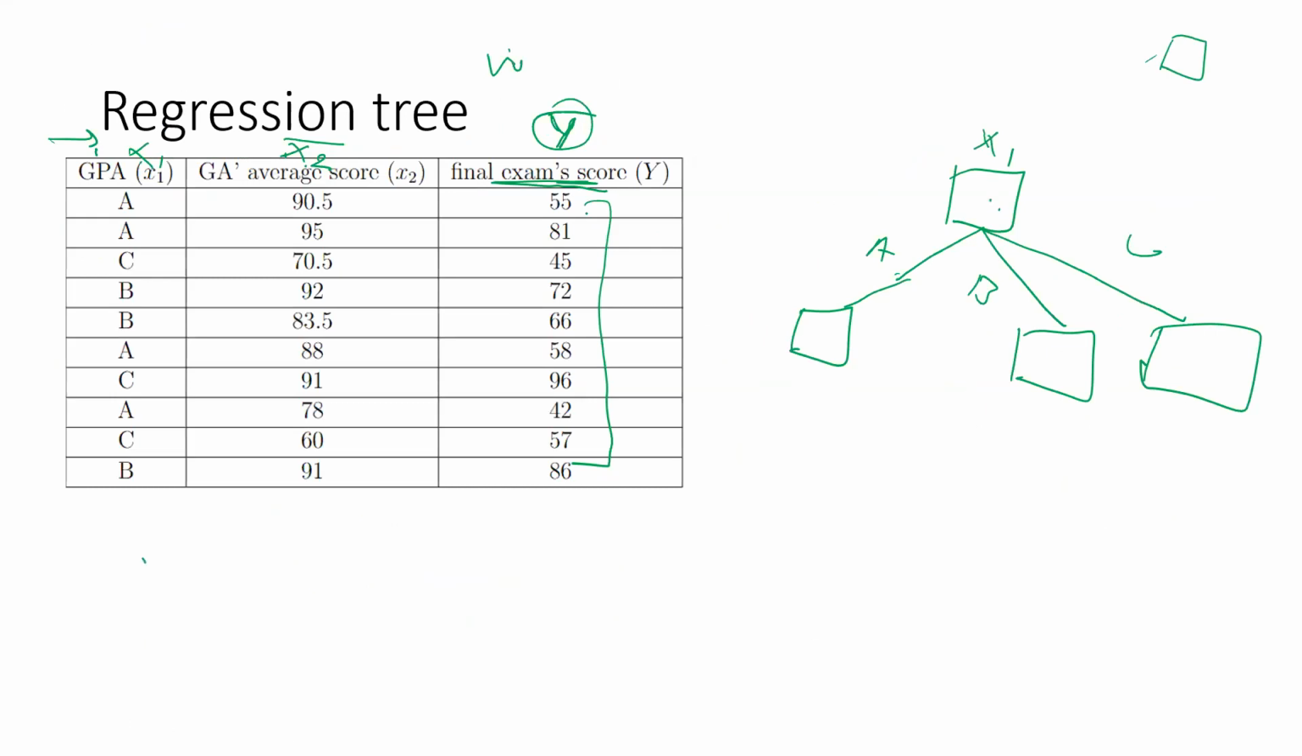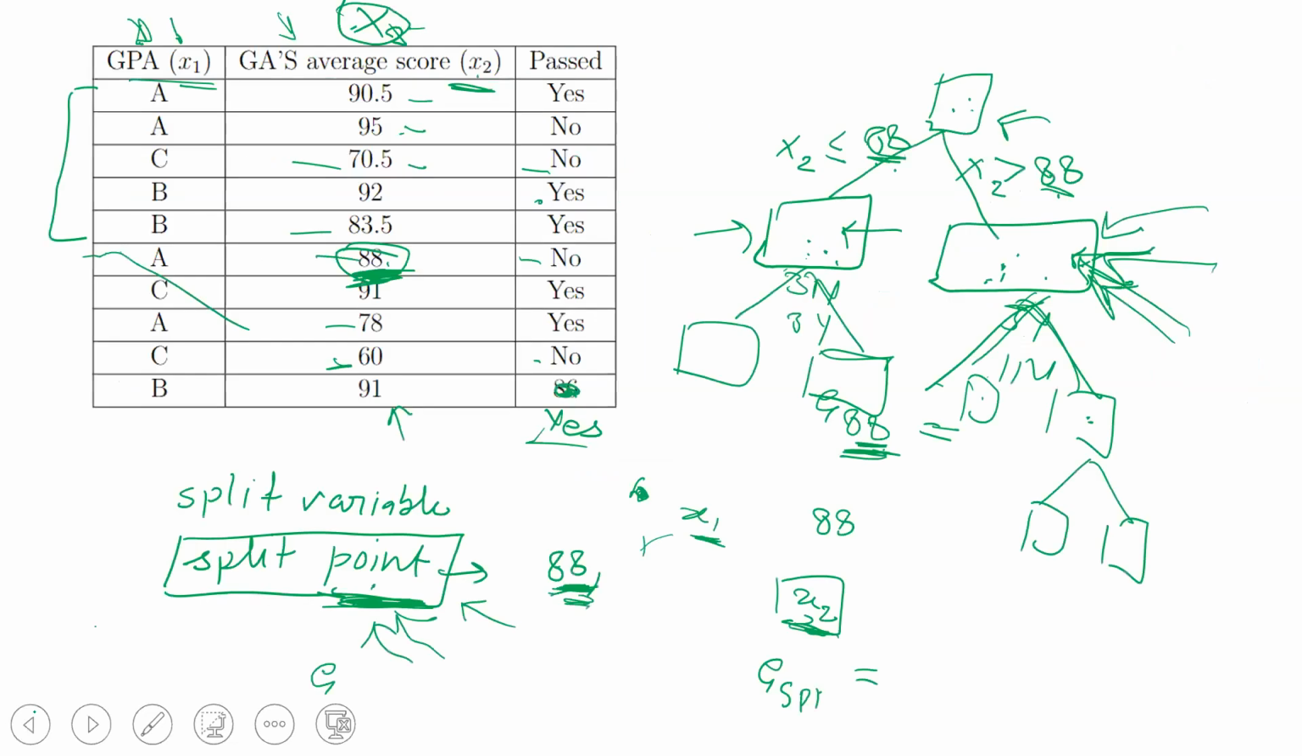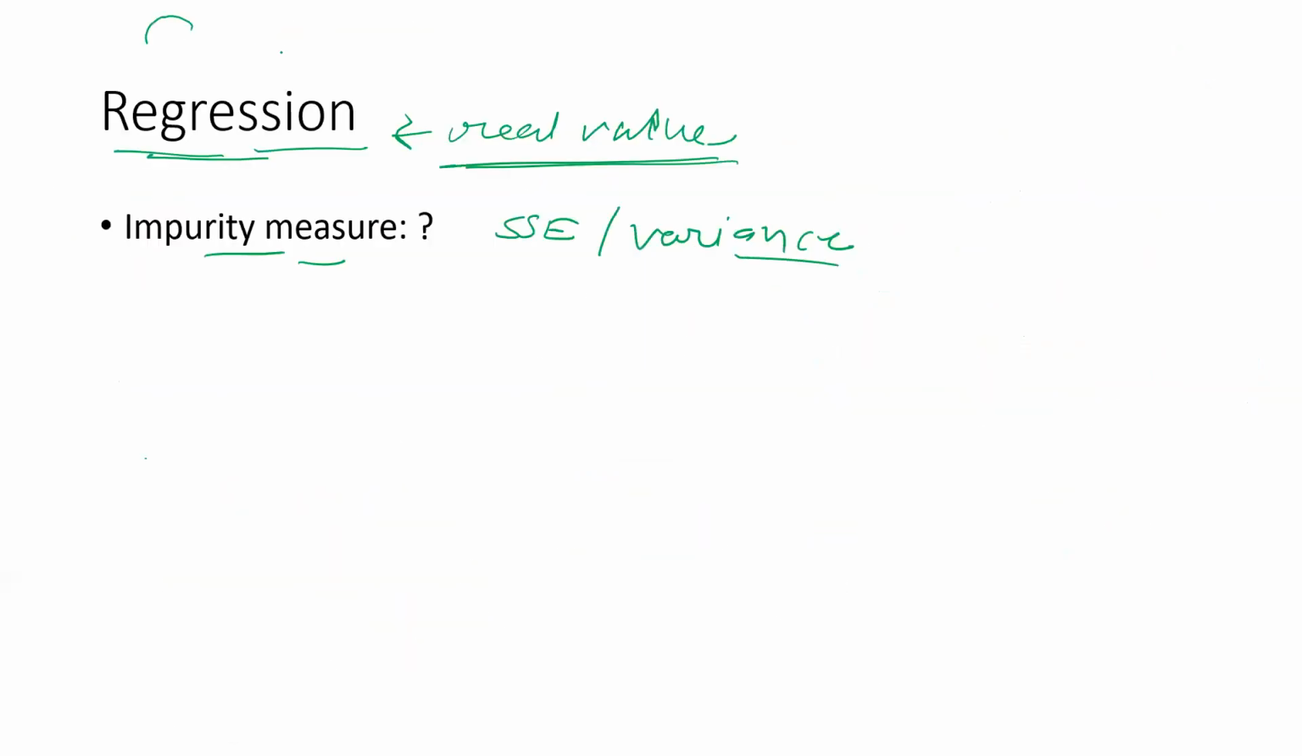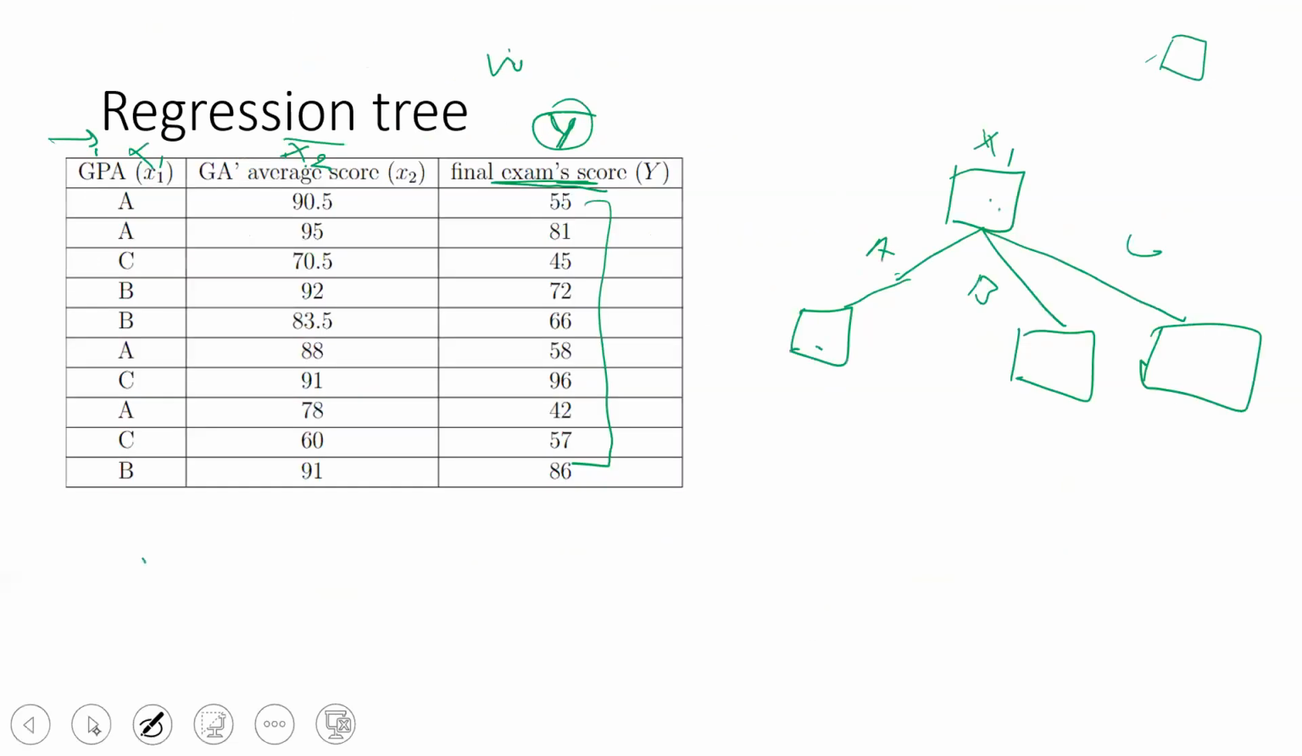Here it is not yes and no. So what is going to be the prediction in this node? For classification, you make the prediction as the majority class. In the case of regression, the prediction is the mean. How many examples belong here? 4 examples: this one, this one, this one, and this one. You will take the mean of these. Let's say the mean comes out to be 65.